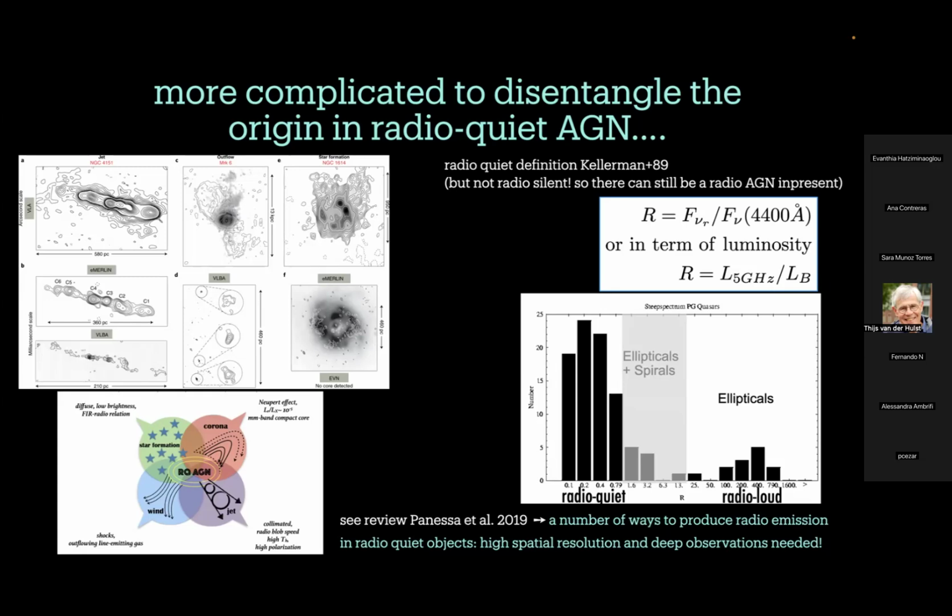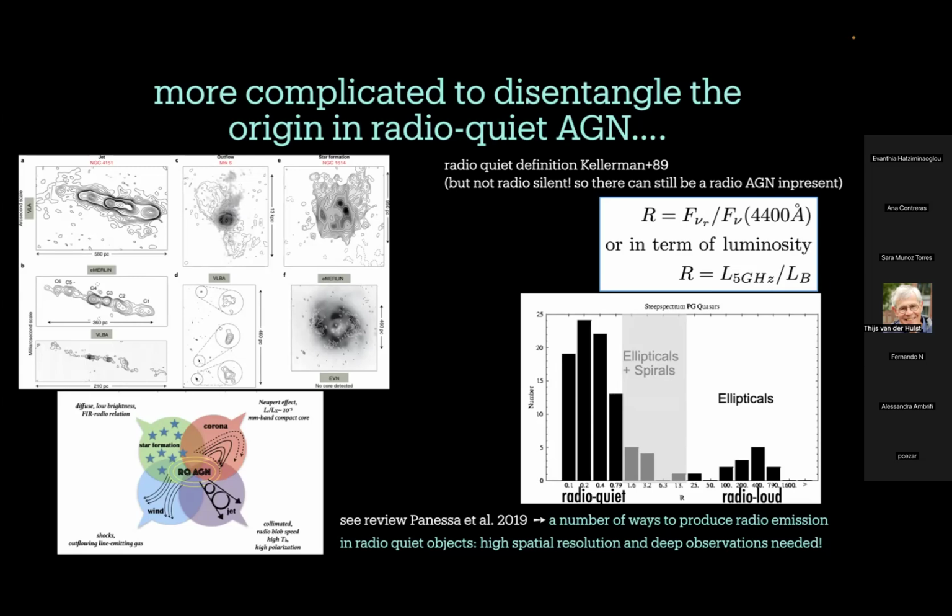So already in '89, Kellermann defined this ratio between the radio luminosity and the optical blue luminosity. And depending on the value of this ratio, you can say my object is radio quiet or radio loud. So radio loud is above 10, this ratio, that I thought was a bit, but okay. So these are mostly radio continuum sources that are in the elliptical galaxy. As you know, they are clear cut, they are AGN.